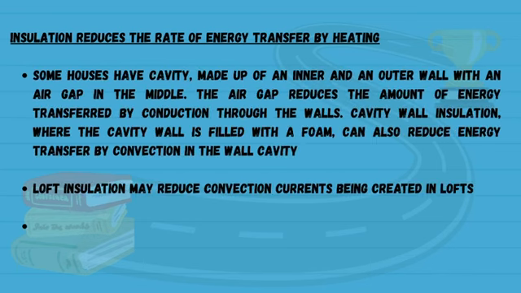Some houses have cavity walls, made up of an inner and outer wall with an air gap in the middle. The air gap reduces the amount of energy transferred by conduction through the walls. Cavity wall insulation, where the cavity wall is filled with a foam, can also reduce energy transfer by convection in the wall cavity. Loft insulation may reduce convection currents being created in lofts.